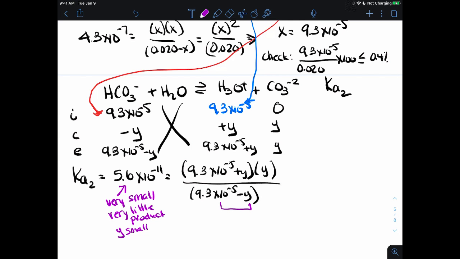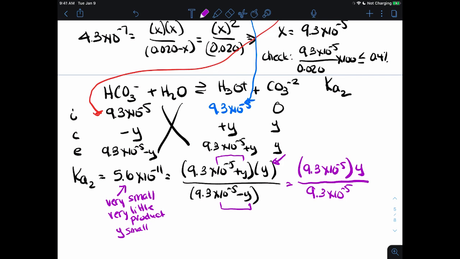And if y is very, very small, 9.3 times 10 to the negative 5 minus y is the same as 9.3 times 10 to the negative 5. Well, if that works down here, that also will work on the top. If y is such a small number that when you subtract it, you will not change the original number, then when you add it, you will also not change that original number. But this y out here on the end that is multiplied, because it's multiplication, whether that number is big or small, it will have an impact.